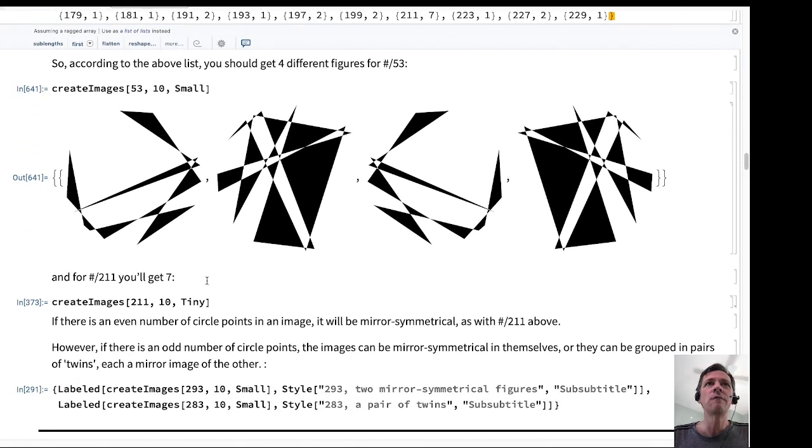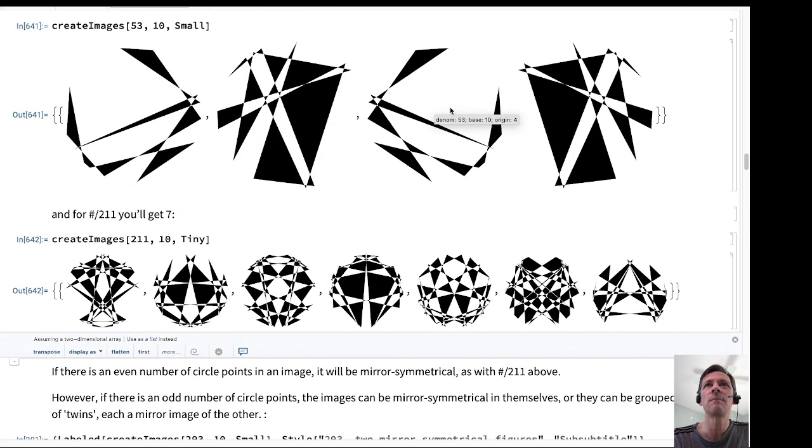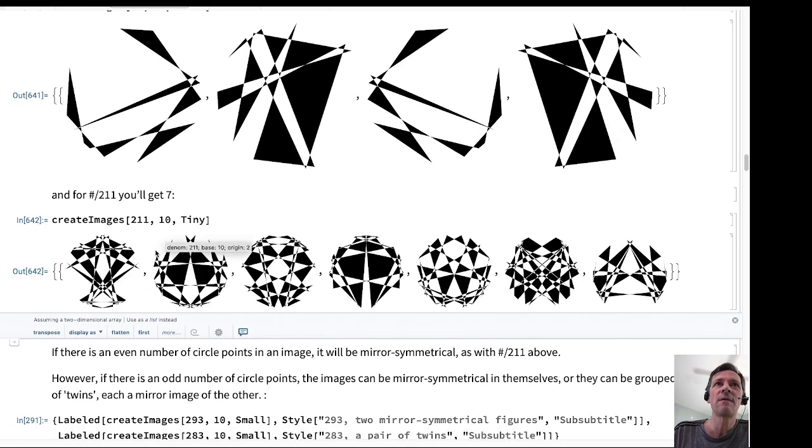And for n over 211, I'm going to get 7 polygons. I've made them a little smaller so they fit on one line. Notice that the polygons up here are asymmetrical within themselves, but they form these kind of twin pairs. This one is a mirror image of this one. These 2 little wine glasses, or brandy glasses, that are kind of on edge, are mirror images of each other, and these other 2 are mirror images of each other. But for these 7, these are all symmetrical in and of themselves.